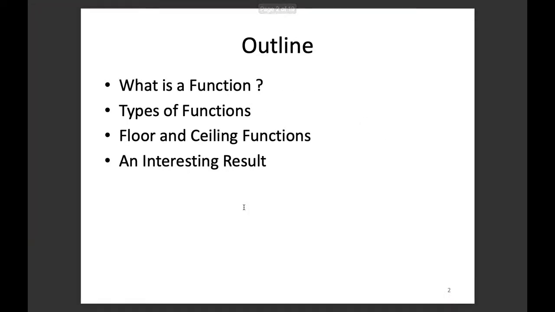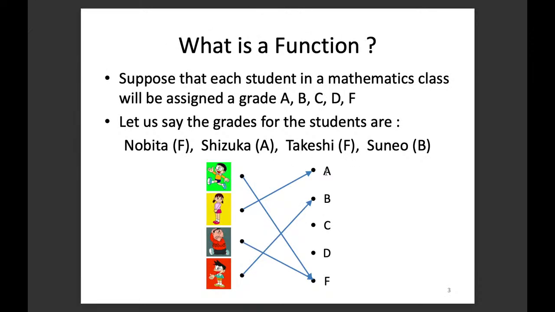Okay, so what is a function? Okay, so here, let's see this example. Now we have 4 students here. So let's call him, this is Nobita, this is Shizuka, this is Takeshi, and this is Neo. Okay, so we have 4 students here, and then for some reason they have taken a mathematics class, and then these are the grades in their first exam. So the first one gets an F, the third one also gets an F, the second student gets an A, and the last student gets a B.